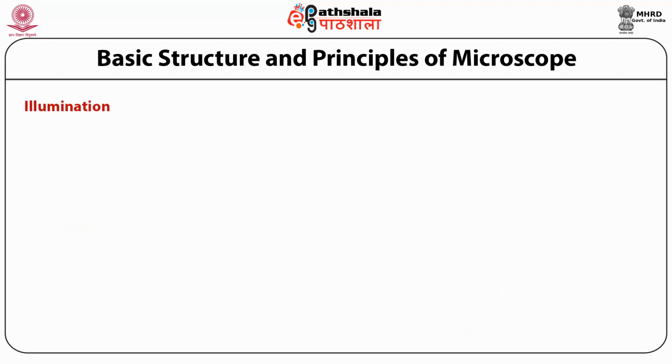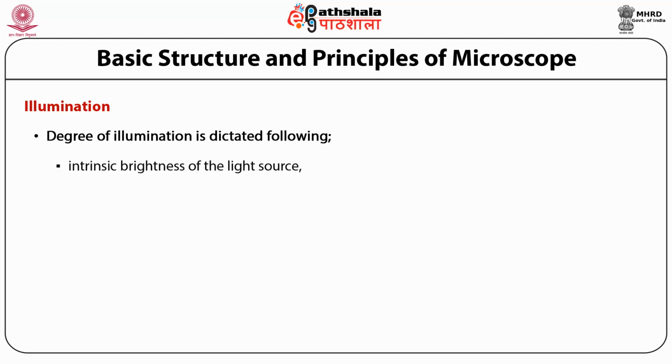Illumination. So the condenser takes the light from the illuminator or the light source and projects it to our sample. But the degree of illumination is very critical, because uniform illumination is very crucial in getting a high contrast image. And the illumination intensity depends upon the following factors.